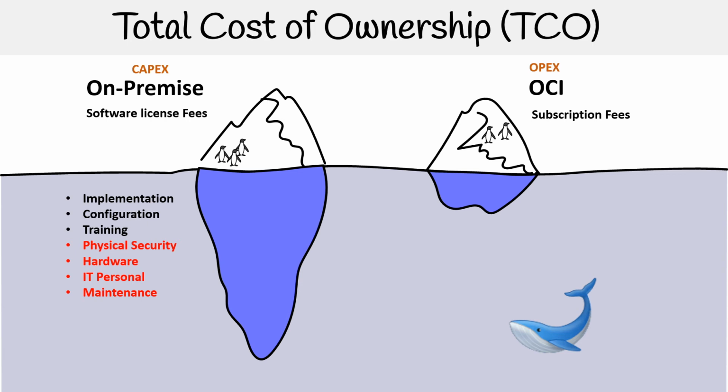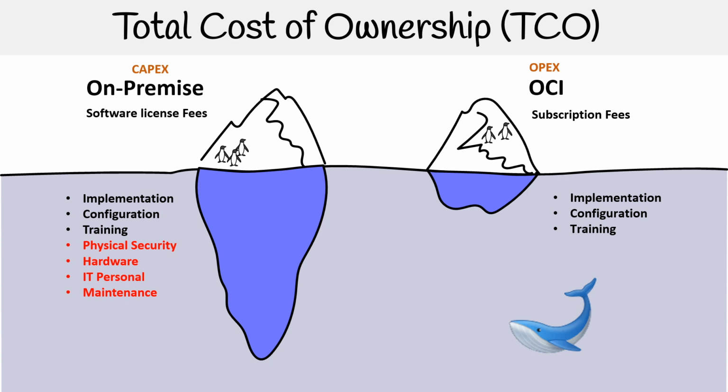So if you're on-prem, you have to worry about implementation, configuration, training, and then the large cost there is the physical security of your building, the hardware that you need to buy and install and maintain, the IT personnel, so all the people to manage your on-prem data center. But when you move to the cloud, you don't have to do any of that. All you have to worry about is implementation, configuration, and training. All that other stuff, that infrastructure to run your servers and everything, is abstracted away.